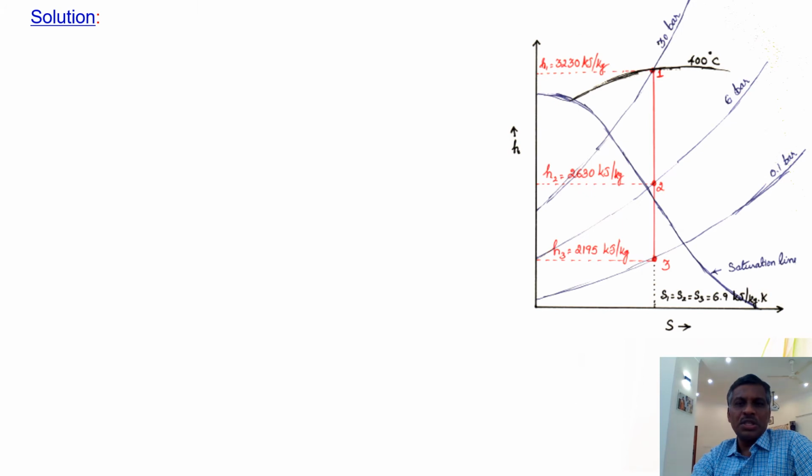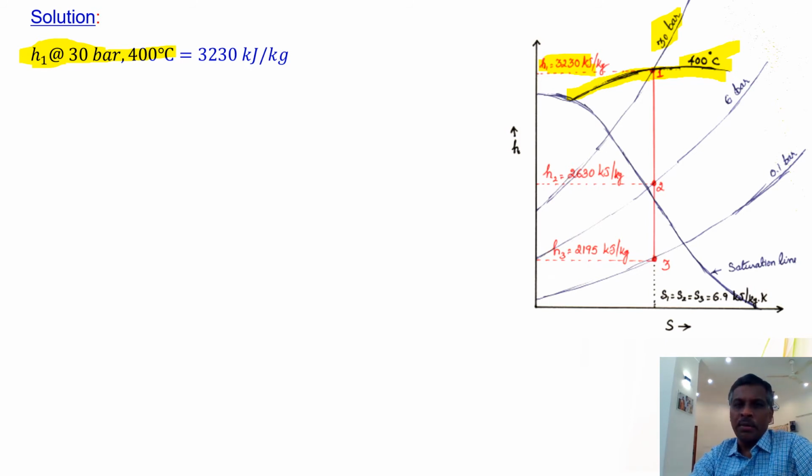Okay, this is a Mollier diagram which I just drew for you to understand. So the initial pressure P1 is given as 30 bar and temperature is 400 degrees centigrade. You take the 30 bar line and just find the intersecting point between 30 bar and 400, that is your point 1. Move horizontally to the left or right, you will get H1. So H1 is 3230. You can use your steam table also, but straight away you can take it from the Mollier diagram, that will be easy.